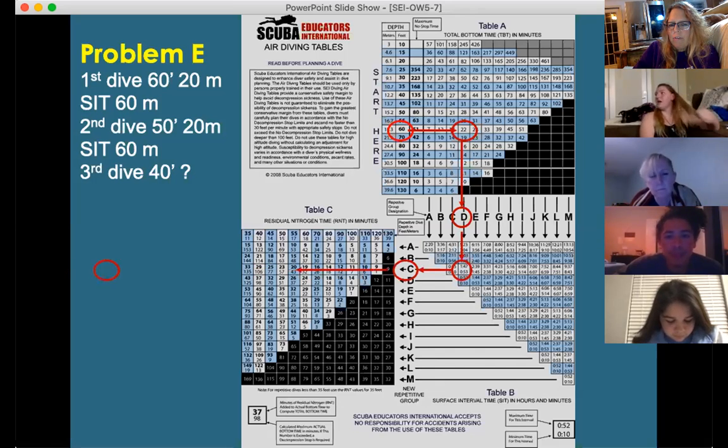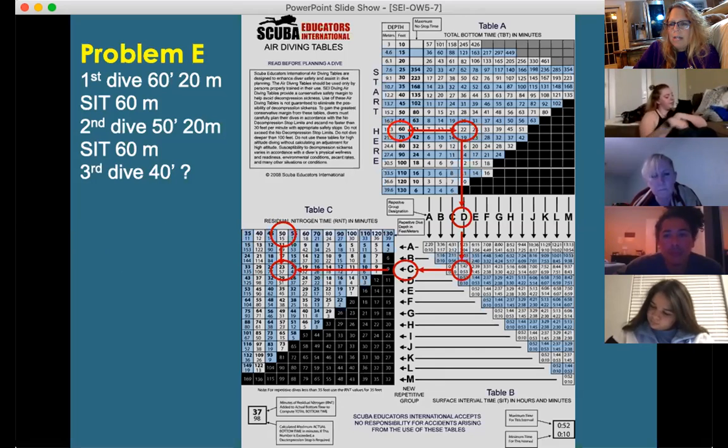Second dive, we want to go to 50. So in table C, we look at that top number, which is 50. And then we look down to where it intersects with C. And the top number is going to be residual nitrogen time, 23. Now, if the question asked on our second dive, how long could we stay, we would just look at the bottom number, but it's not asking that. So we need to get the top number, residual nitrogen time, which is 23.